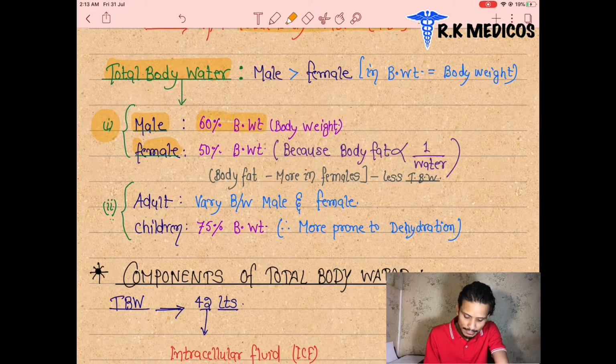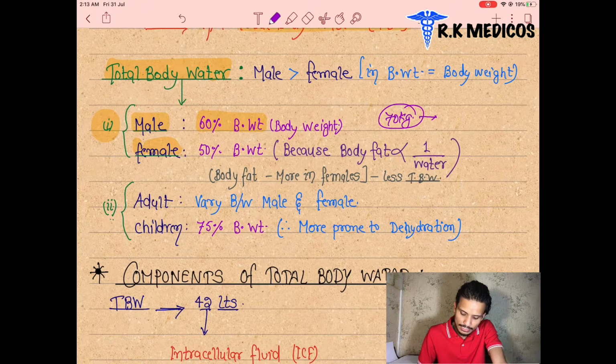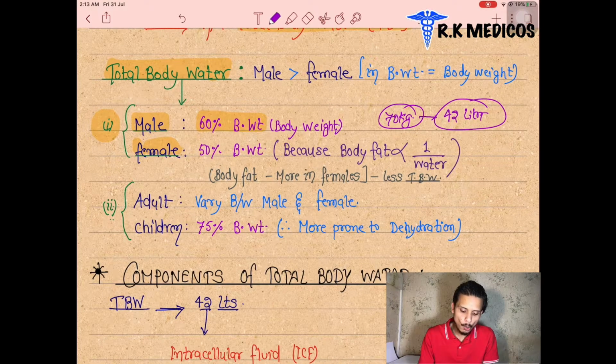Suppose that for a 70 kg person, 60% of their body weight is constituted of water. It means again, what is it? 42 liters.